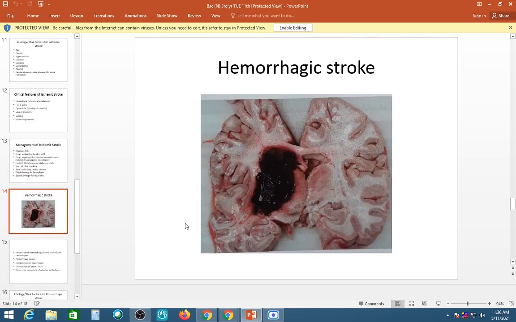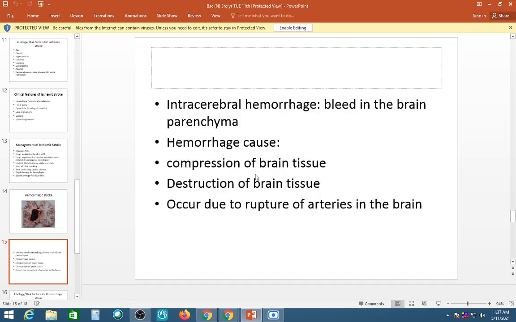Hemorrhagic stroke is the second big category of stroke, and it is because of bleeding inside the brain, where the blood clot, as you know, is collecting inside the tissue or parenchyma of the brain. Here there is no blocking, but there is rupture of the blood vessel, or bursting of the blood vessel inside the brain, causing the blood to come out and collect and form a blood clot. So intracerebral hemorrhage is bleeding inside the brain parenchyma, and it occurs because of the rupture of the arteries in the brain. Again, a vascular cause.